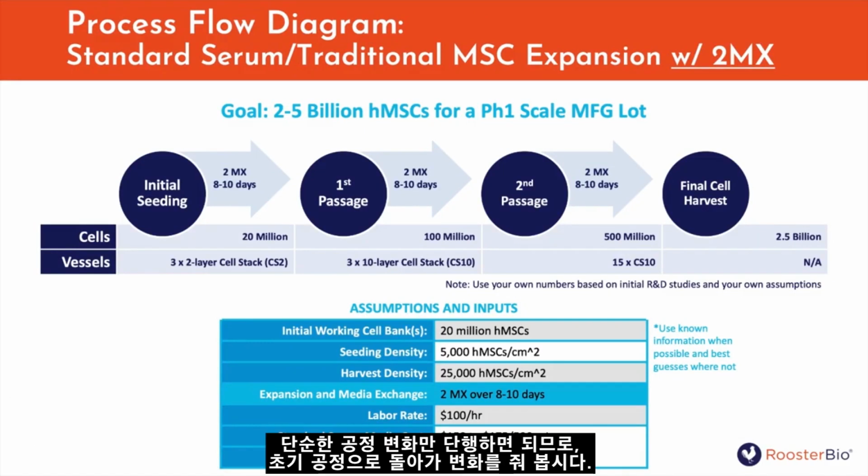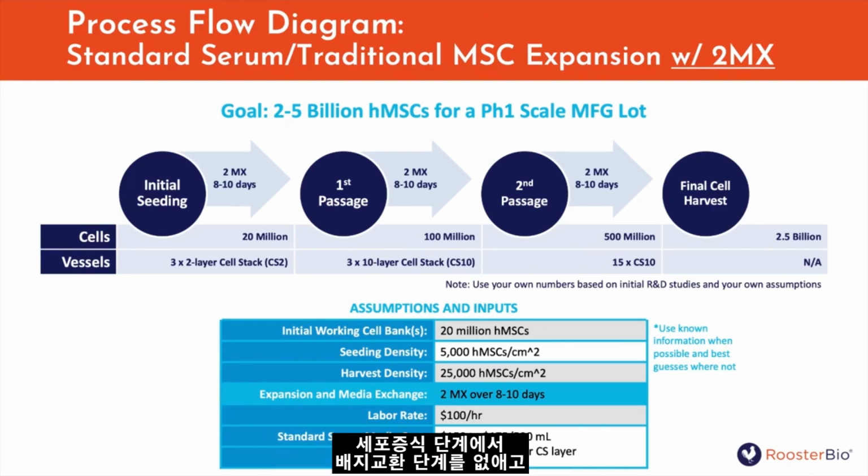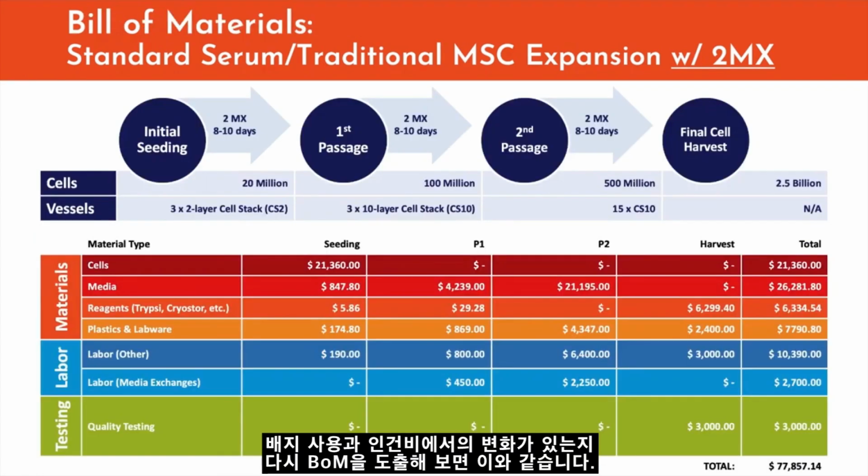This is a simple process change, and we can go back to our initial process flow diagram and make a simple switch, removing a media exchange during the expansion step. All of our other inputs and estimates can remain the same. We rework our bill of materials to account for this, with the associated reductions in costs for media use and labor.